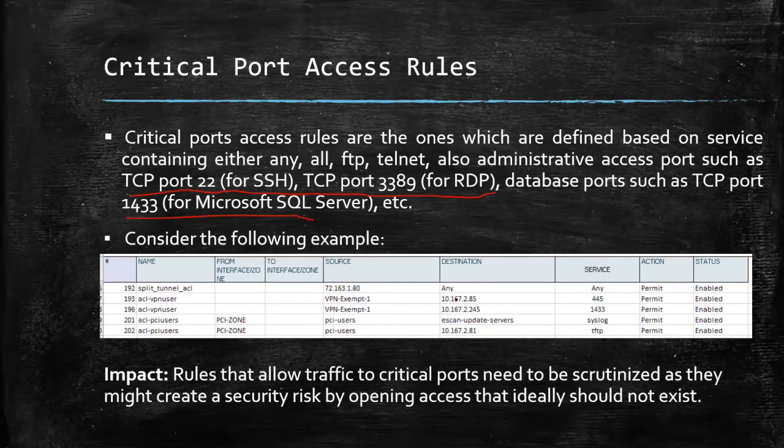In this example, I have given the service as any, which means all the servers are available, along with the SQL port number and the TFTP port number. In this, there is no need of authentication. You can directly access the servers. So this is basically the critical port access rules which need to be identified, and this is very important in the environment. You should not give any kind of critical port access to the user, especially if there is any kind of PIM PAM in the environment.